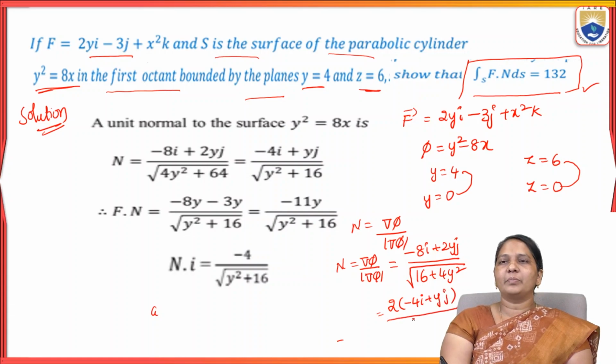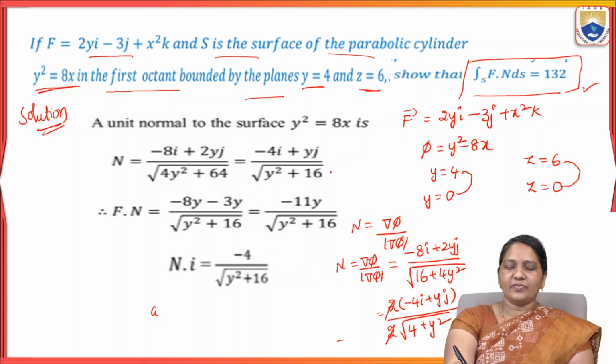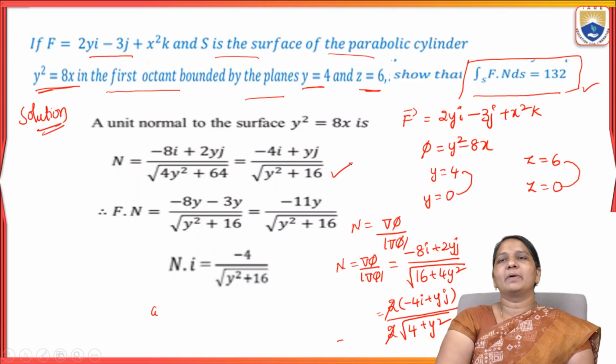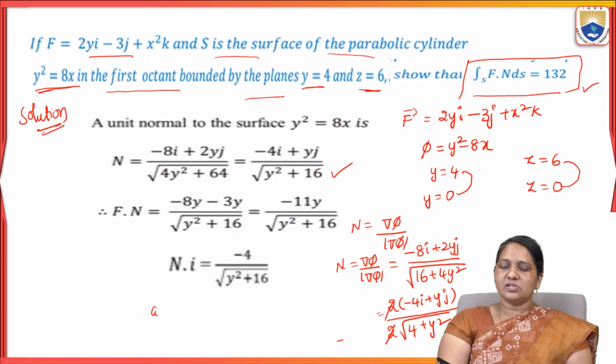Here I am taking 2 common, 2 square root of 4 plus y square. So 2 will be cancelled. Finally I got n equal to minus 4i plus yj by square root of y square plus 16.